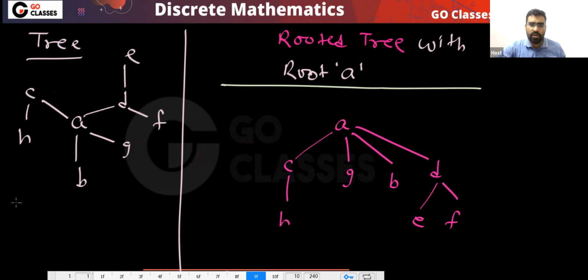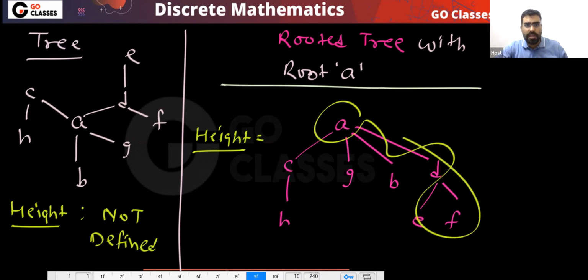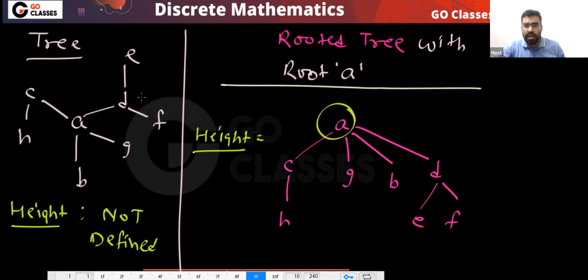Now tell me, what is the height of this? Now I got the height. Before, if I asked you the height, you would say not defined. But now I can ask you the height of this tree. The height of this tree means the height of the root, that is basically the longest path from the root to any leaf. So the height will be 2.